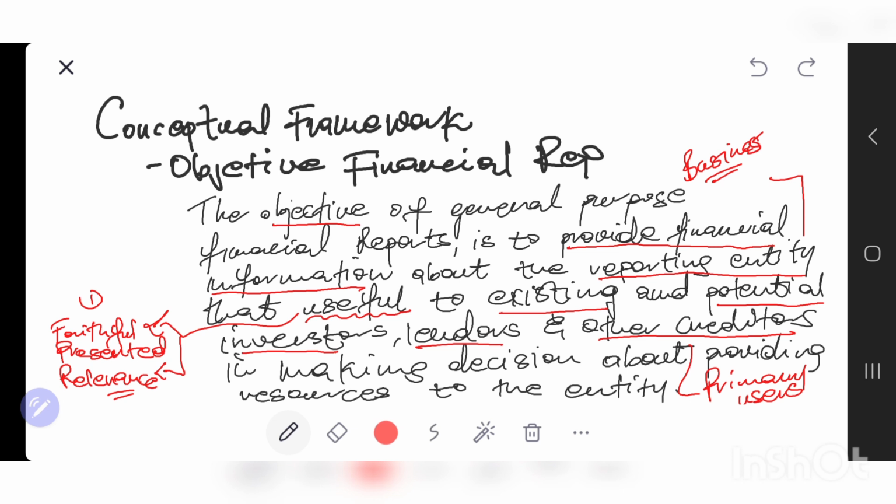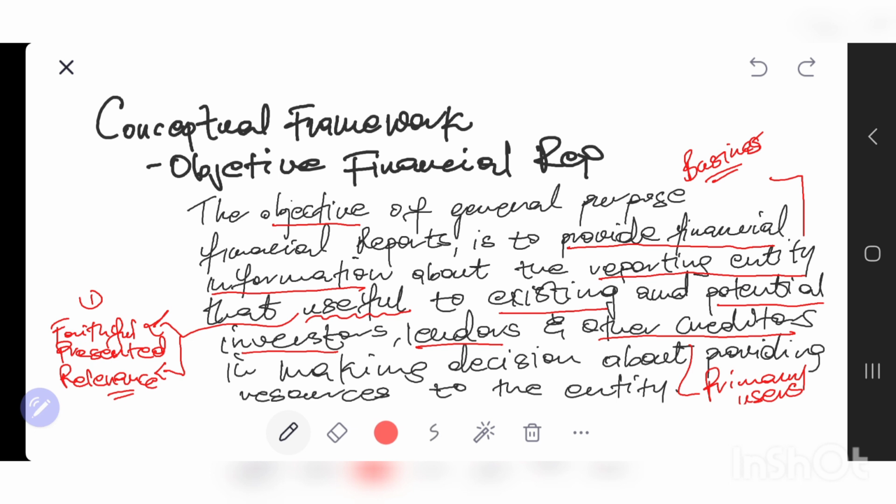So why specifically? Why does the conceptual framework prioritize these people specifically? Because there are different people who can use our financial statements. Trade unions can use the financial statements of a business. South African Revenue Services can use the financial statements of a business. But why does the conceptual framework specifically outline these three parties?